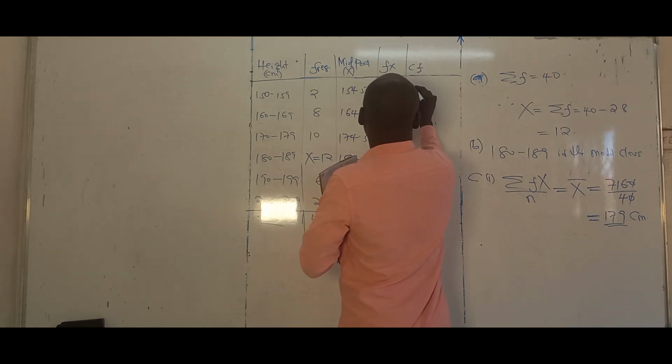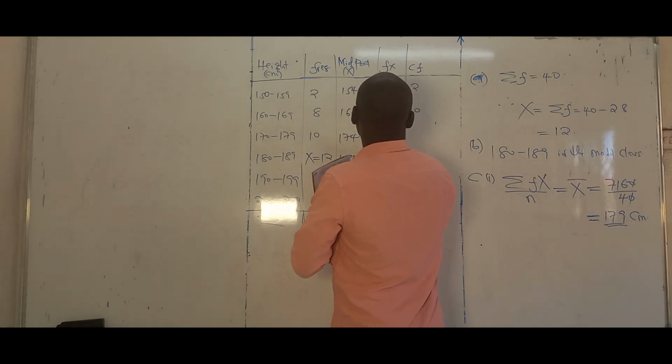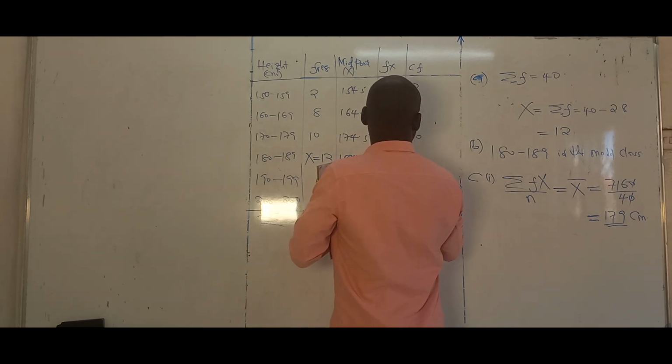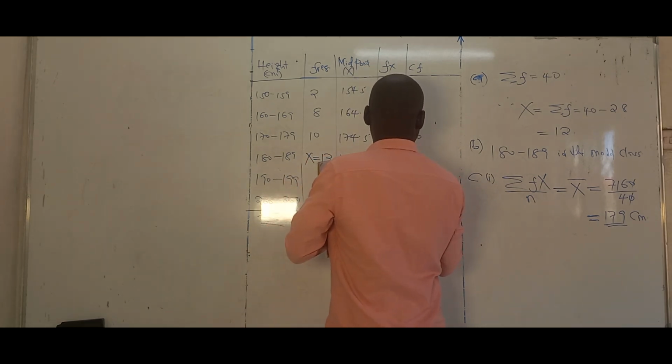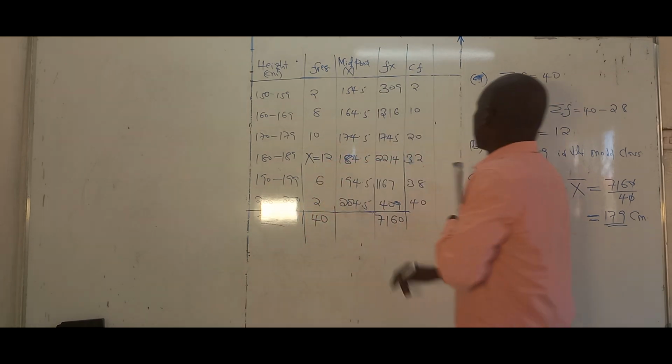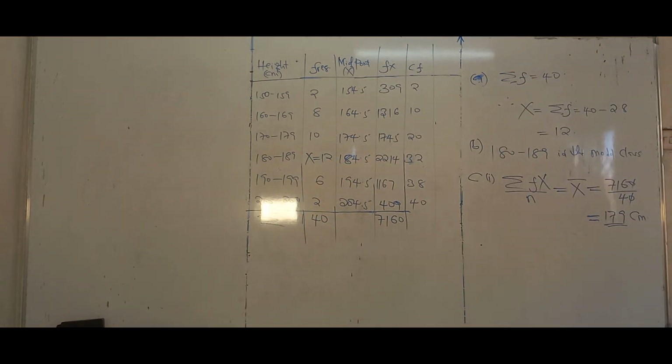So it's 2 here. 2 plus 8 is 10, 20, 32, 38, 40. That's what we have.